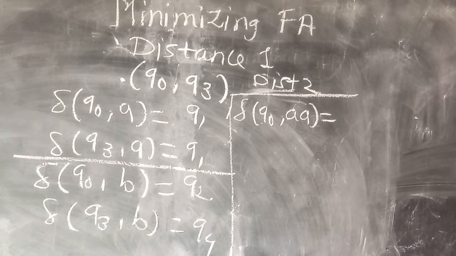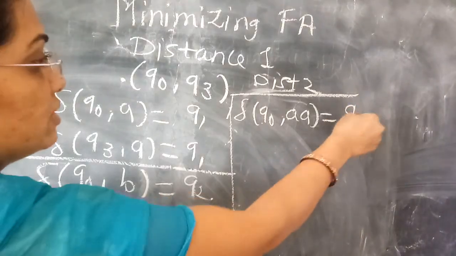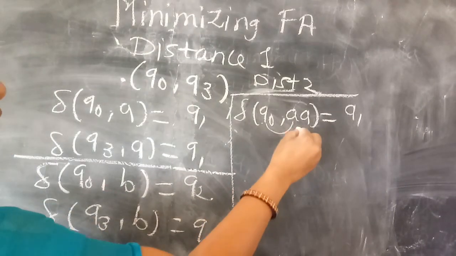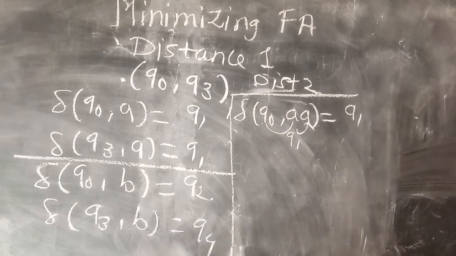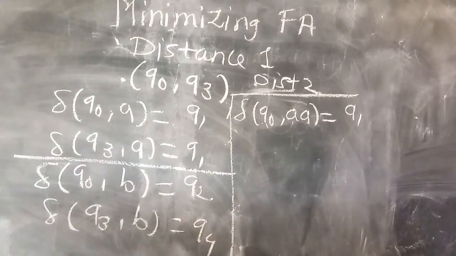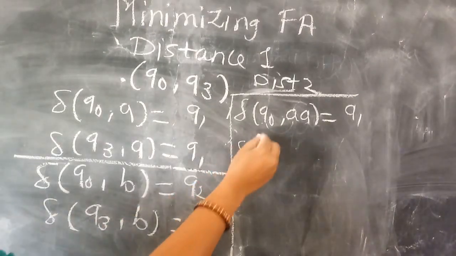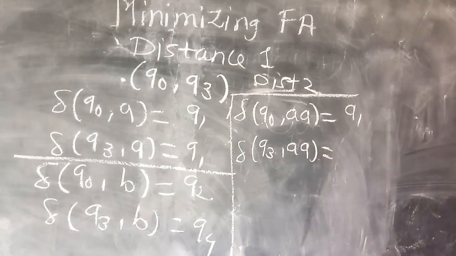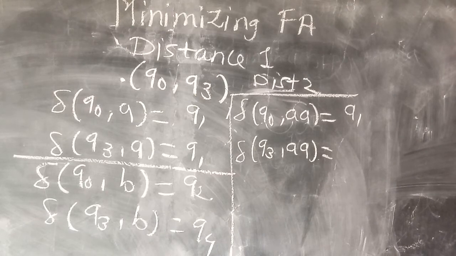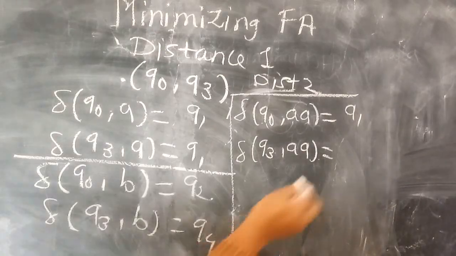Q0 on A is Q1. And what is Q1 on A again? That is nothing but Q1. Okay, so it is final. Q0 on A is Q1 and again Q1 on A is Q1. So what is the final output? Q1. Now we have to check the same for Q3. Q3 on AA is nothing but Q3 on A is Q1 and Q1 on A is again Q1.